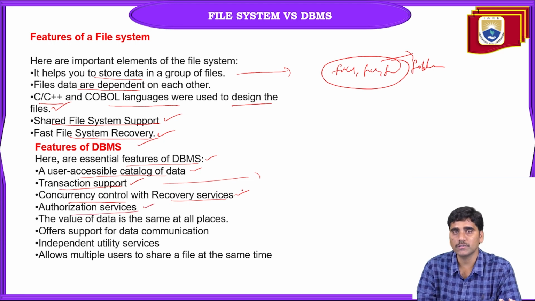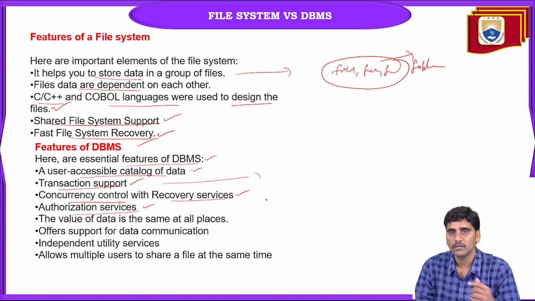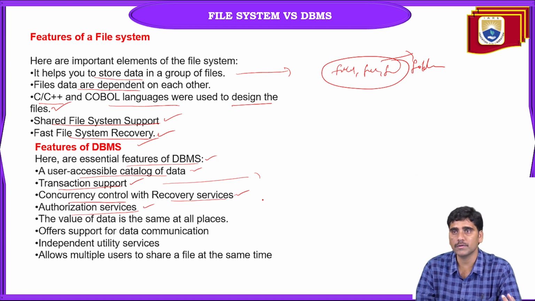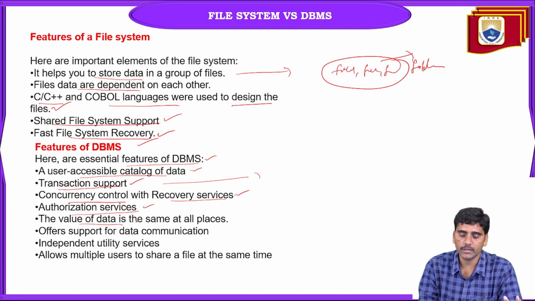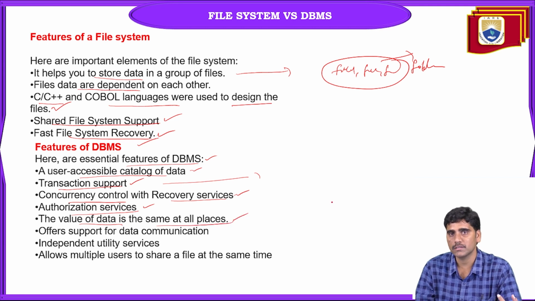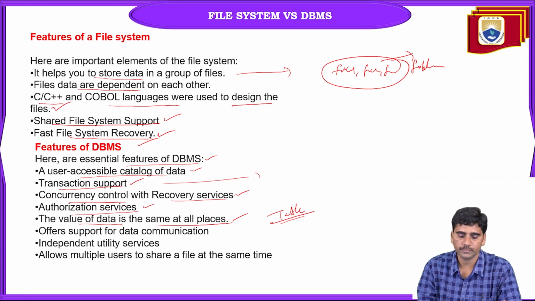And authorization services. Authorization services are nothing but this: if you want to view the data, read the data, or modify the data, you must be an authorized user. If you are the authorized person only, then you can do all that. The value of data is the same at all places because all the data are stored like a table. So the value of data is the same at all places.